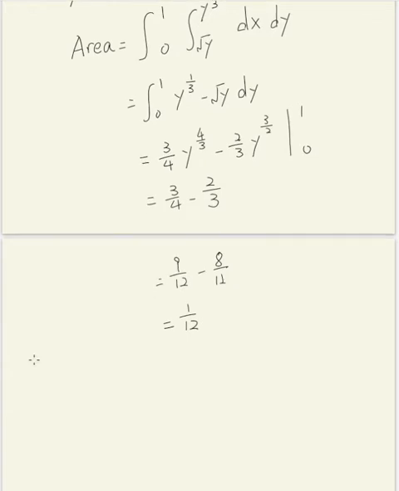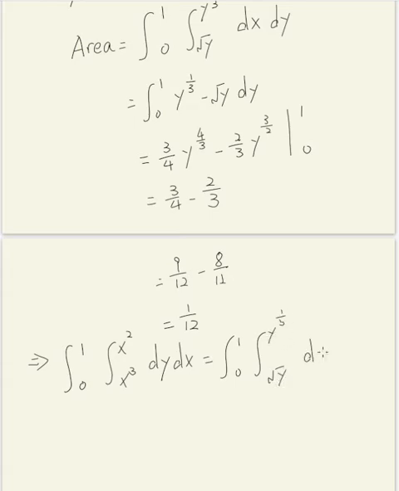So the moral of the story is we can change the order of integration and get two double integrals which are equivalent, which is the integral from 0 to 1 and x cubed to x squared dy dx equals the integral from 0 to 1 and then square root of y to y to the 1 over 3 dx dy.